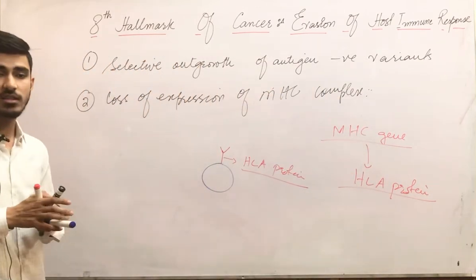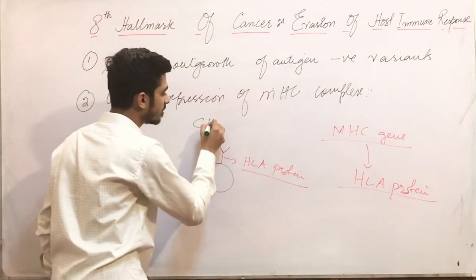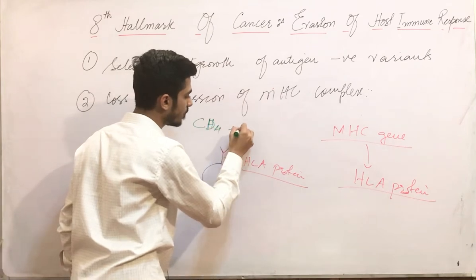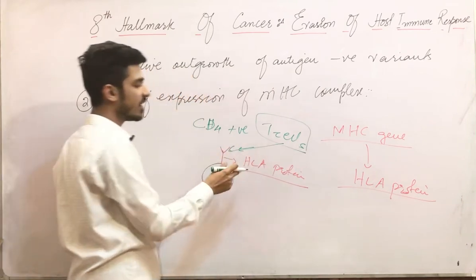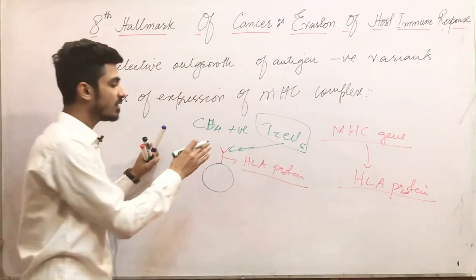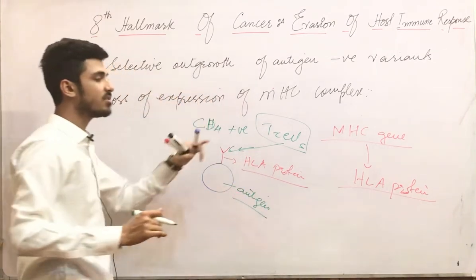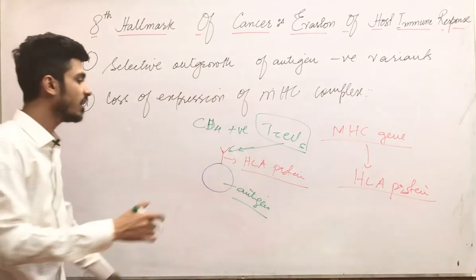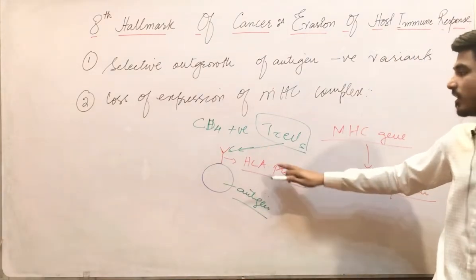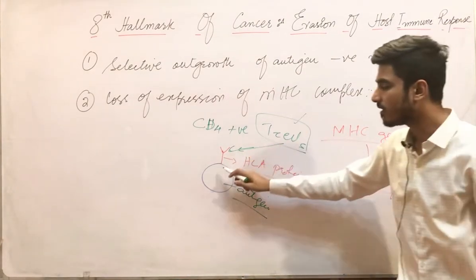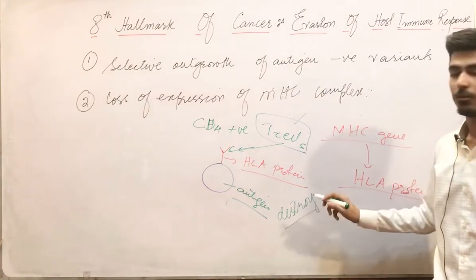Now what is the function of HLA protein? This HLA protein is basically recognized by your CD4 positive T cells, or you can say simply the T cells. They recognize these HLA proteins, and after the recognition they start to destroy your antigen. This is your normal mechanism in your body, that the antigen that is expressing the HLA protein is recognized by the T cells, and now the T cells act upon them and destroy the antigen. Now this is the normal mechanism.